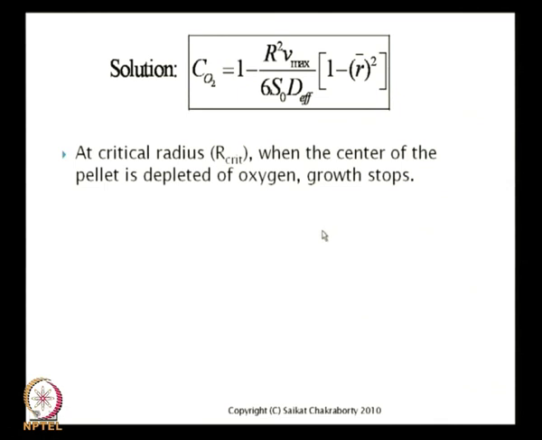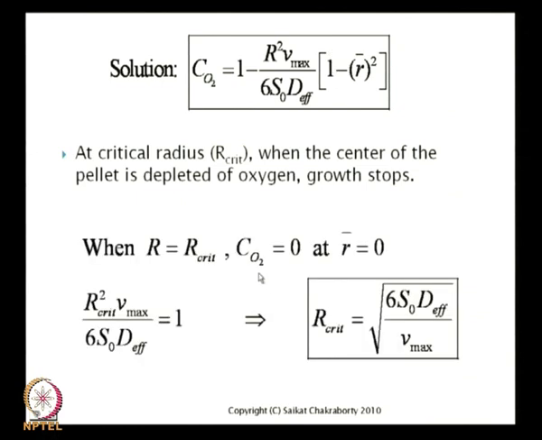Sir, that will happen at the center. Yeah. So, this r has to be 0. This r, remember, big R is the external radius. This radius at r equals 0, the CO2 has to be 0. So you put 0 over here, and you will simply get the critical radius right away as square root of 6 S naught D effective over nu max.